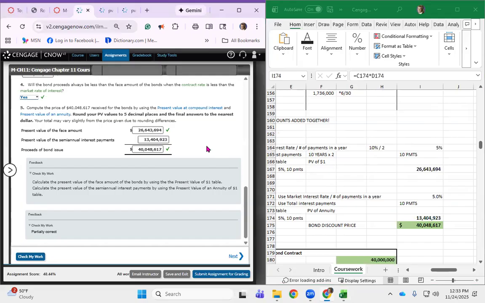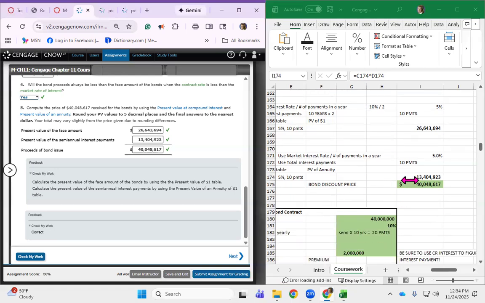13,404,923. And if you add down, you could do this with a calculator in case you miss it. 26,643,694 plus the present value of the semi-annual interest payments, which is 13,404,923. Together, they add up to the bond price, which is the proceeds of a discounted bond, which is 40,048,617. Okay. So you say, well, it's a lot easier just to plug for that number.